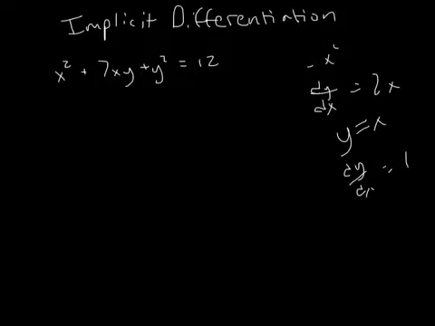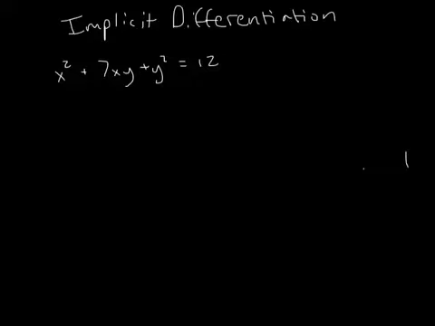All of the rules apply, product rule, quotient rule, and what we're going to really see here is a lot of just understanding that the dy dx needs to be included and then in the end needs to be separated out. So, the first part of this equation, x squared, you already know how to do it, 2x.